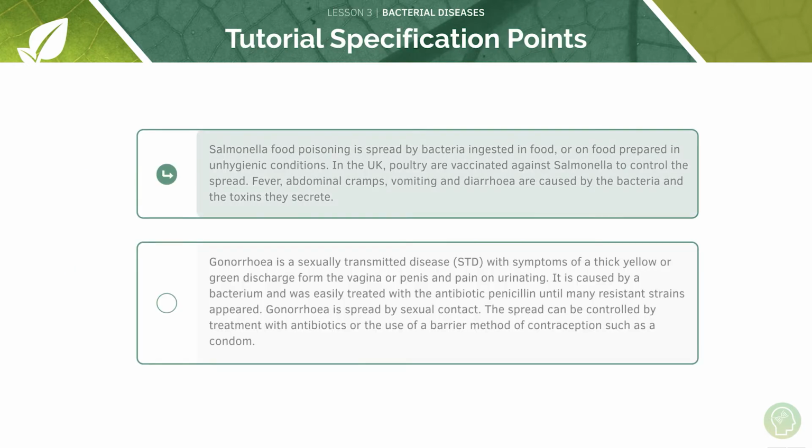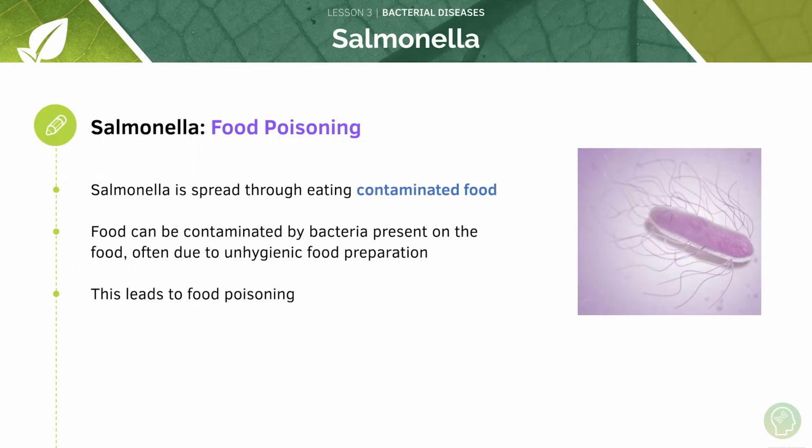First off, Salmonella. Salmonella is a bacterial pathogen. Remember, a pathogen is just a disease-causing agent, and they can be bacteria, viruses, or fungi. Salmonella is a bacterial pathogen, and it causes food poisoning. The Salmonella bacteria itself is spread through eating contaminated food, for example chicken. This often occurs in cases of unhygienic food preparation, and ultimately this leads to food poisoning.